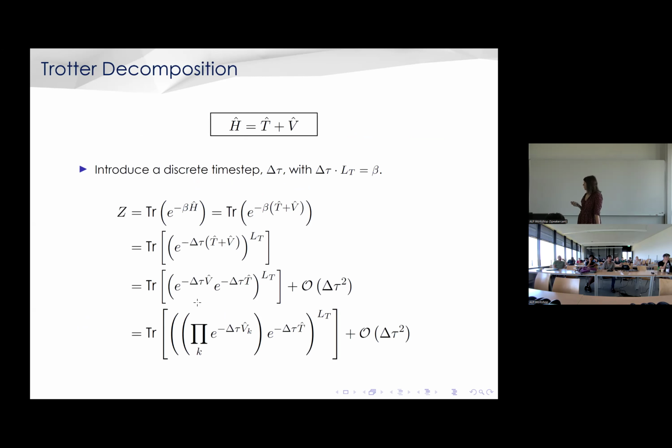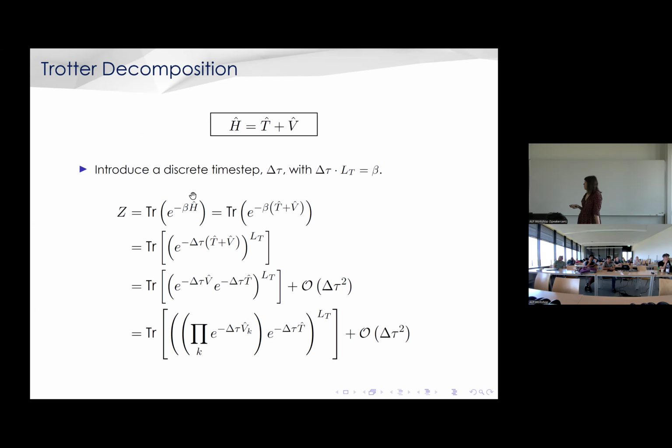Okay, so the next step to do that is going to be to trotterize the system. The way we do this is we're going to introduce a discrete time step. There is going to be a discrete error with this trotterization that goes as delta tau squared. It's some time step, and we can make it as small as we like, so that delta tau times L_T is beta.